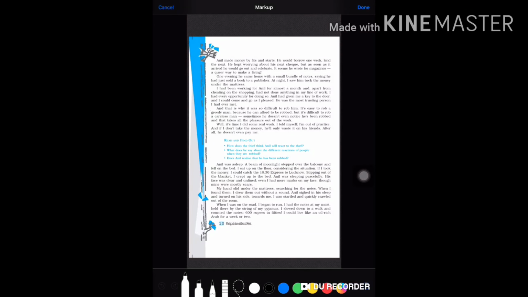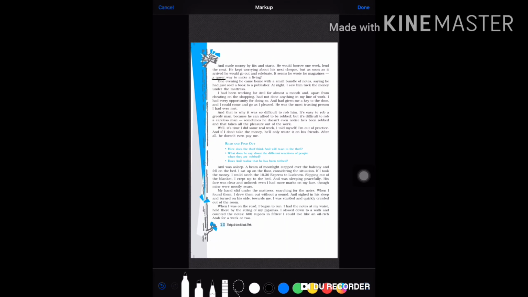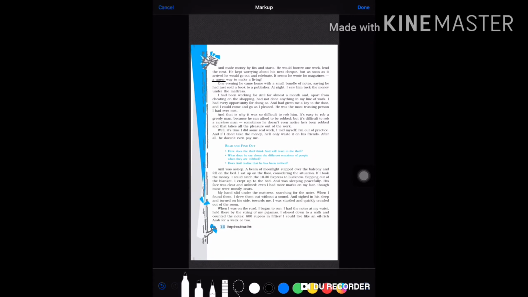But as soon as it arrived, he would go out and celebrate. It seemed he wrote for magazines. A queer way to make a living. What do you mean by this word queer? Queer stands for very strange. A strange way for a living.